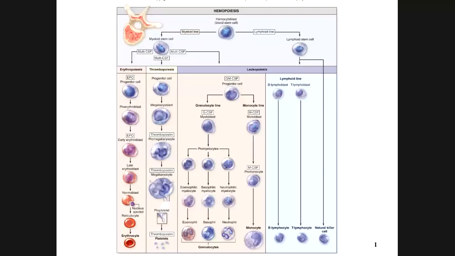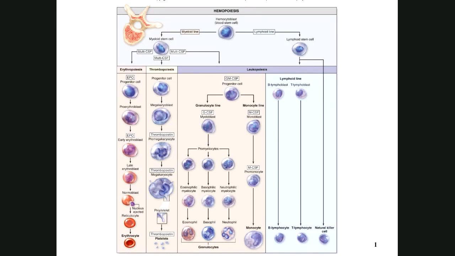We are going to now go over hemopoiesis. Hemopoiesis is the production of the formed elements, which are our red blood cells, our platelets, and our white blood cells. This chart shows us that process depending on the type of cell. In hemopoiesis, we have one hemocytoblast, which is a blood stem cell. This hemocytoblast will differentiate into either a myeloid stem cell or a lymphoid stem cell. So we have our myeloid line and our lymphoid line.